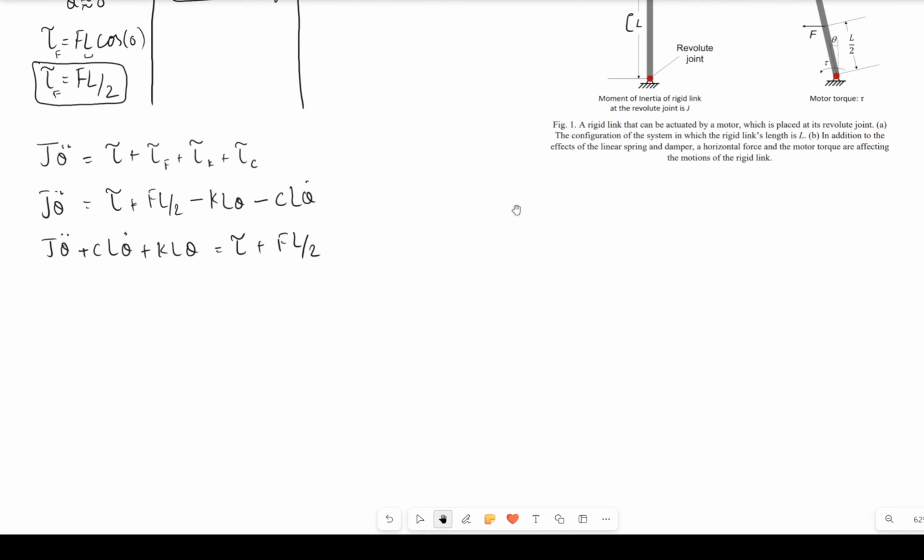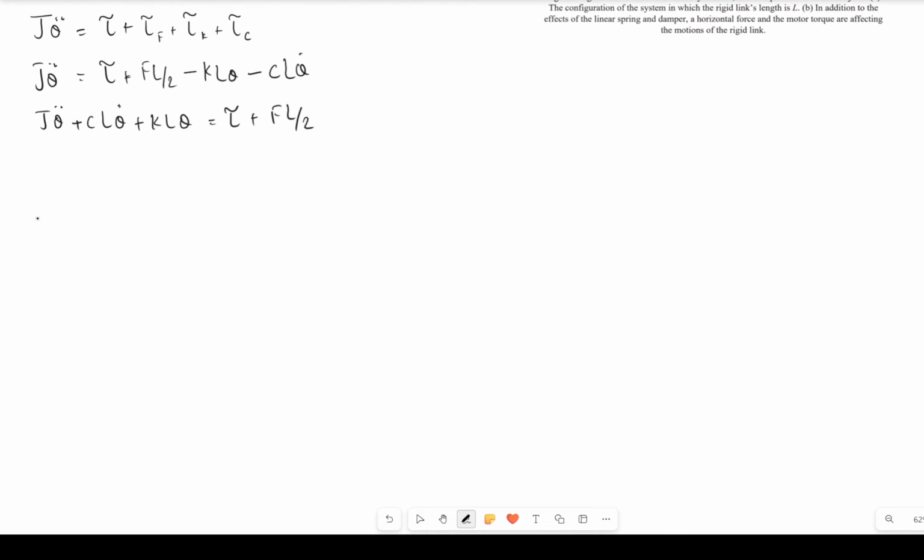So we get this equation. Now if we derive this, if we take the Laplace transform, we'll get J s squared theta(s) plus CL s theta(s) plus KL theta(s) equals tau(s) plus f(s) L by 2.